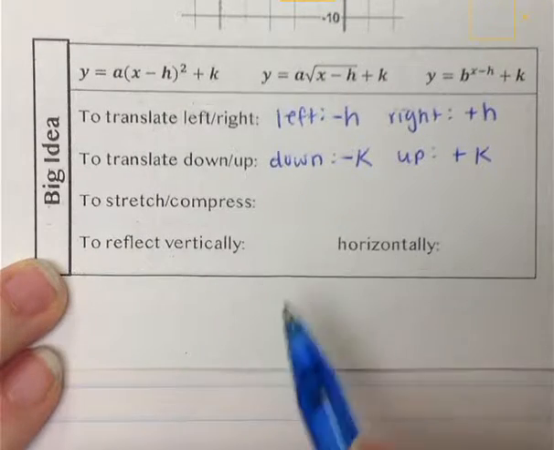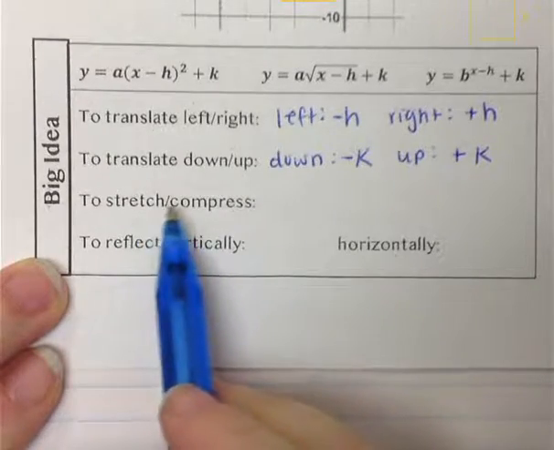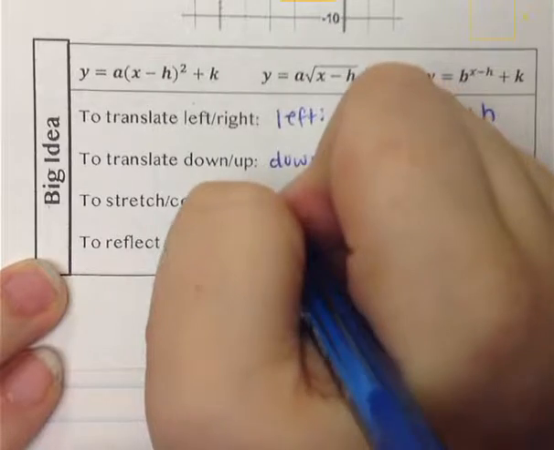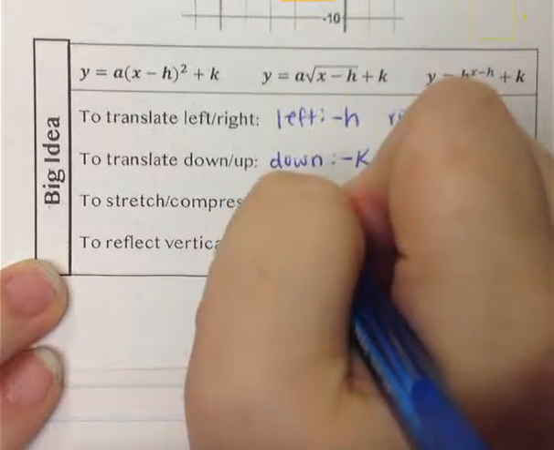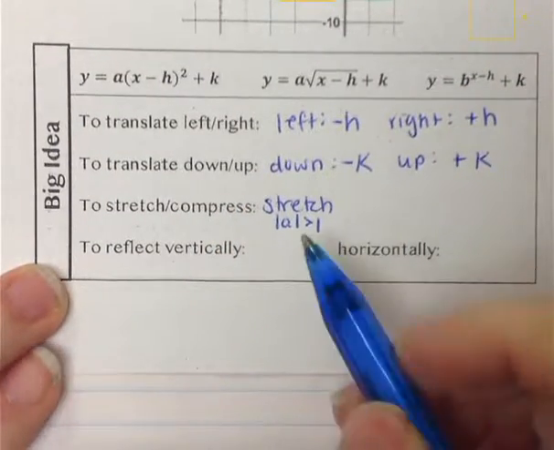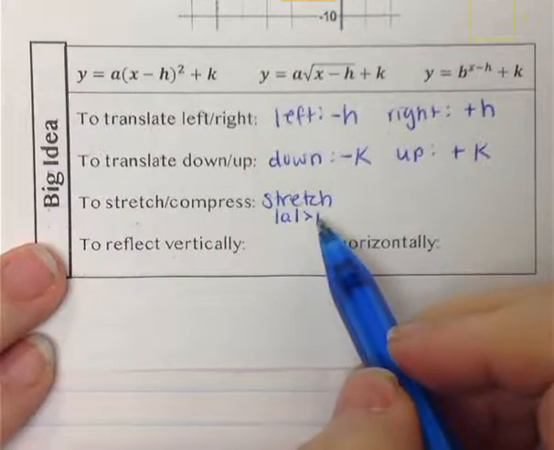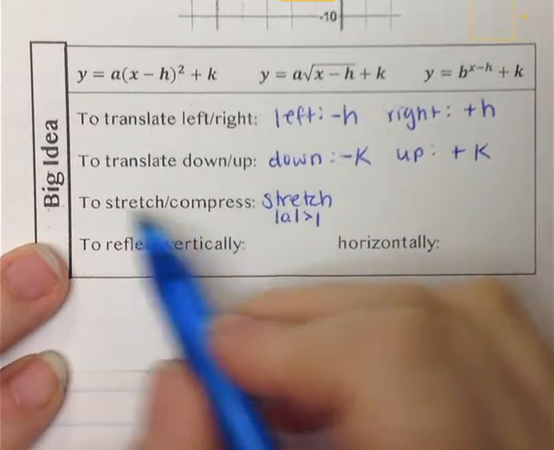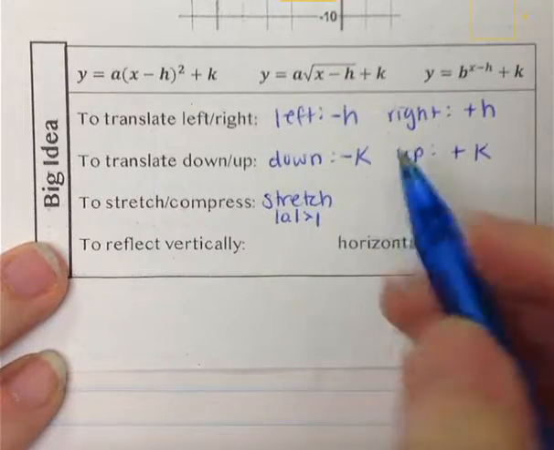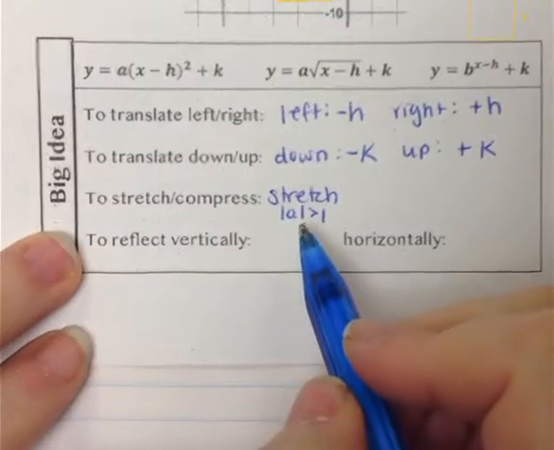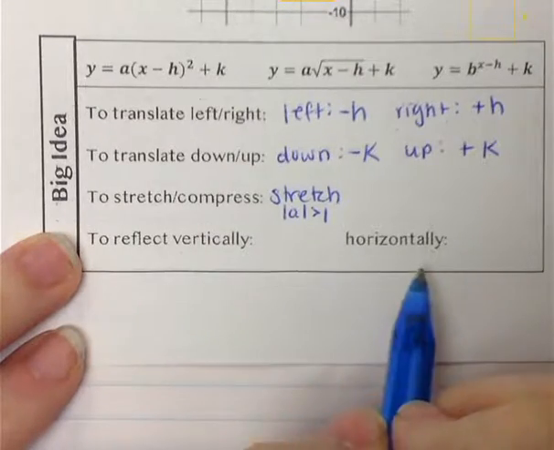You're also going to be stretching and compressing. This is for a vertical stretch and a vertical compress, not a horizontal. So to stretch, your absolute value of a must be greater than 1 because it has to be multiplying it to get bigger. So the y values will actually get bigger. The absolute value, because stretching and compressing doesn't go with the negative aspect of the a, so if you see a negative on there, that will go to something else.